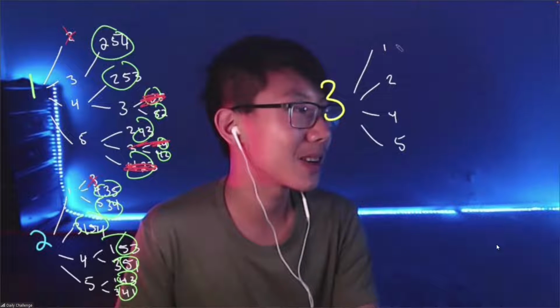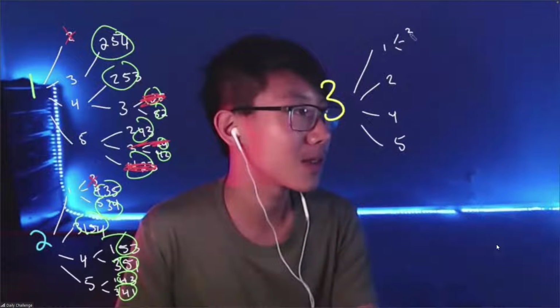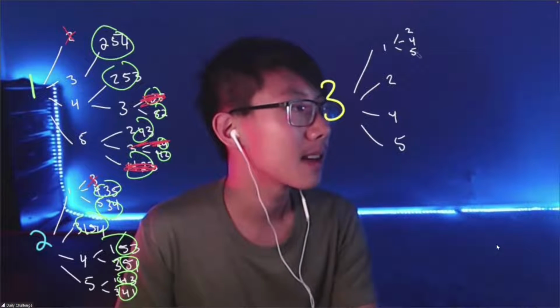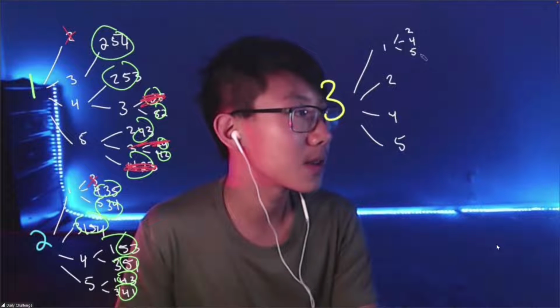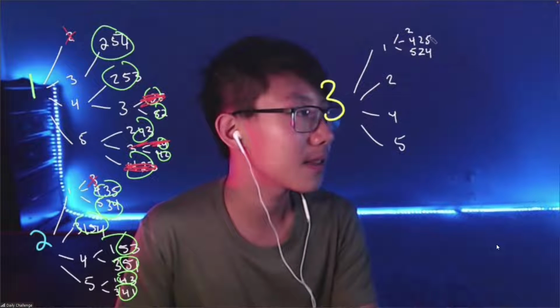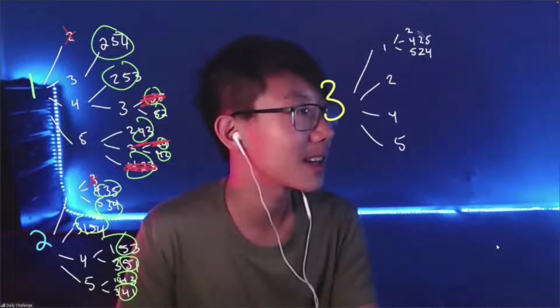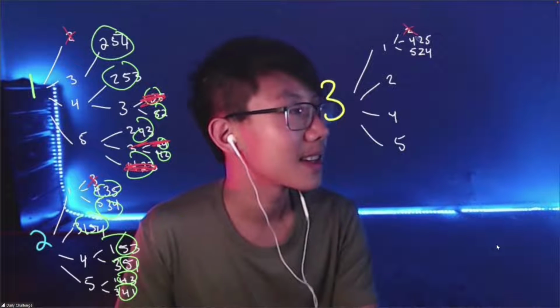So 1 can go to anything. So 2, 4, and 5. 3, 1, 5 has to go 2, 4. 3, 1, 4 has to go 2, 5. 3, 1, 2 has to go 5, 4. Oh no, that's increasing all the way. So 2 actually doesn't work.